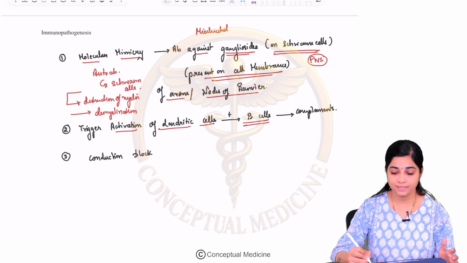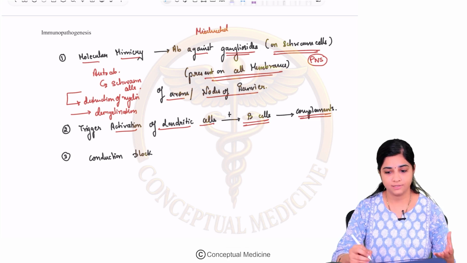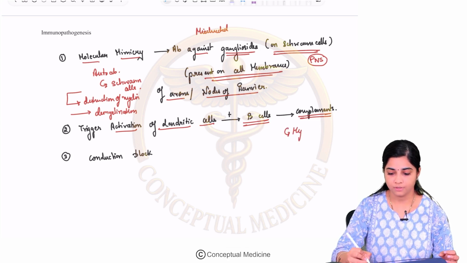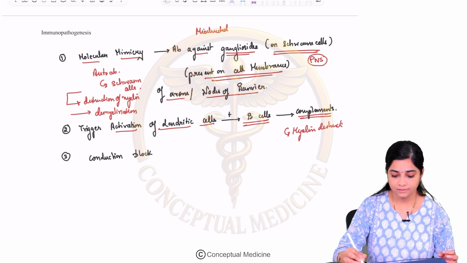The second type of immunopathogenesis is that this entire process can also trigger activation of dendritic cells which stimulate B cells, and there can be complement activation which is further going to enhance your myelin destruction.